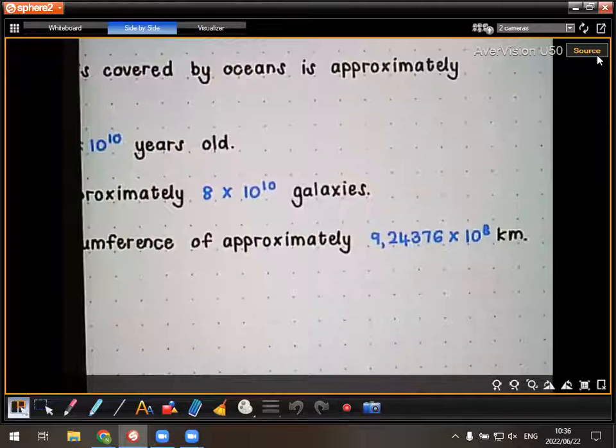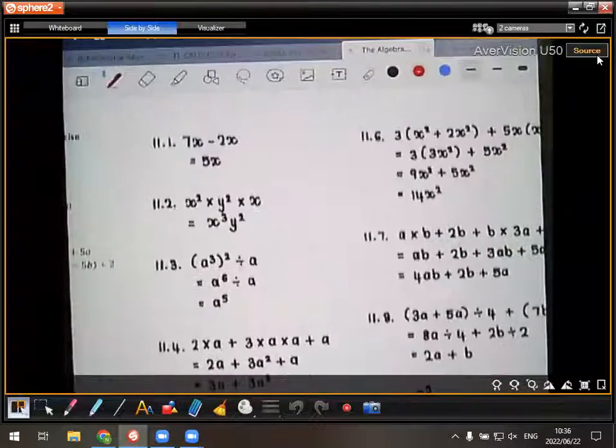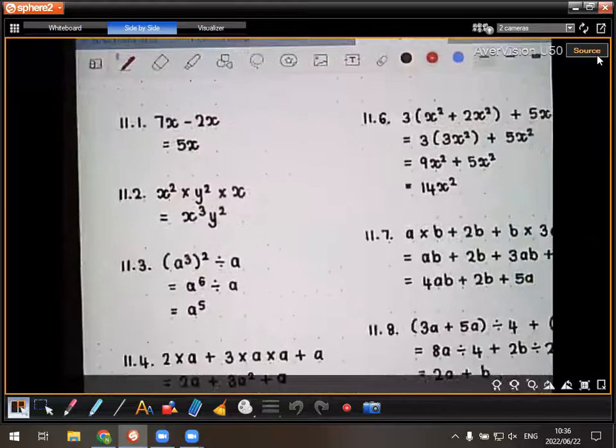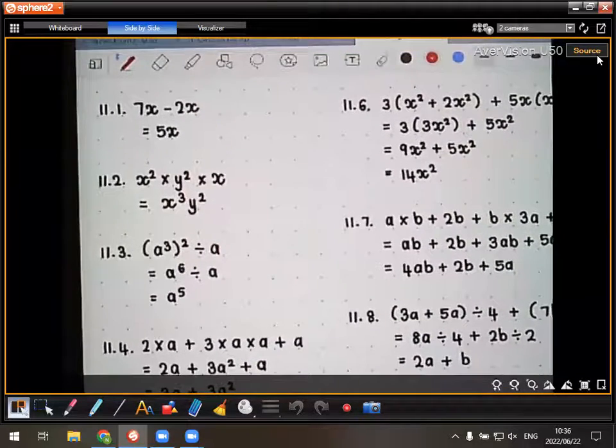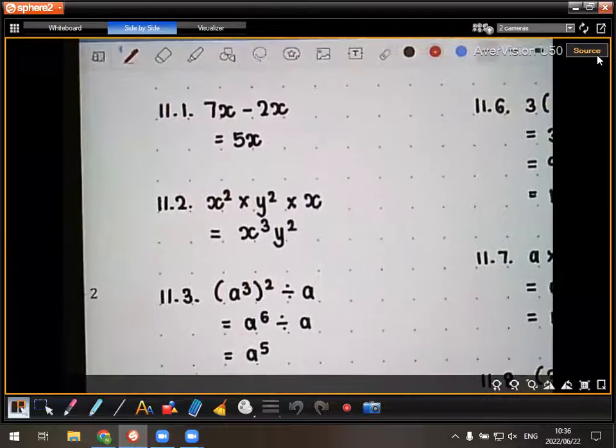Right, you had some algebra that you had to do. Question 11, you just get that out, please. This was from that mixed algebra worksheet. We'll just mark the first slide first. Remember, guys, I'm going to ask you to do some algebra practice every now and then, just so that you keep up to date with that.